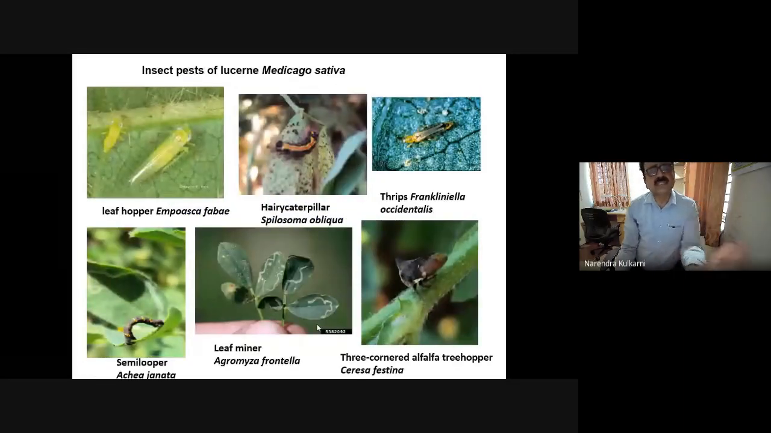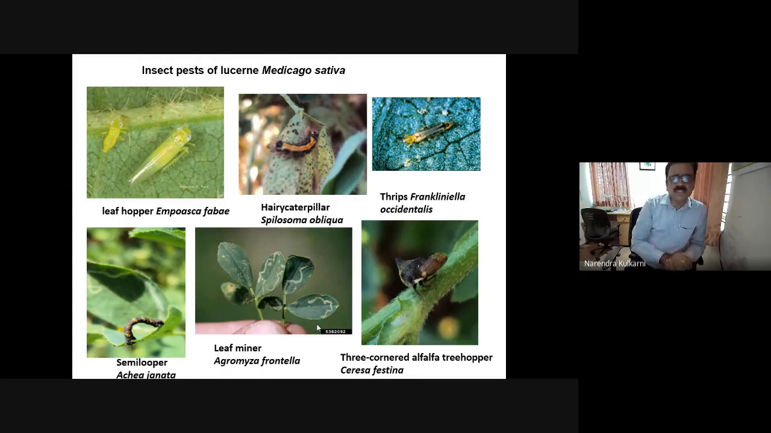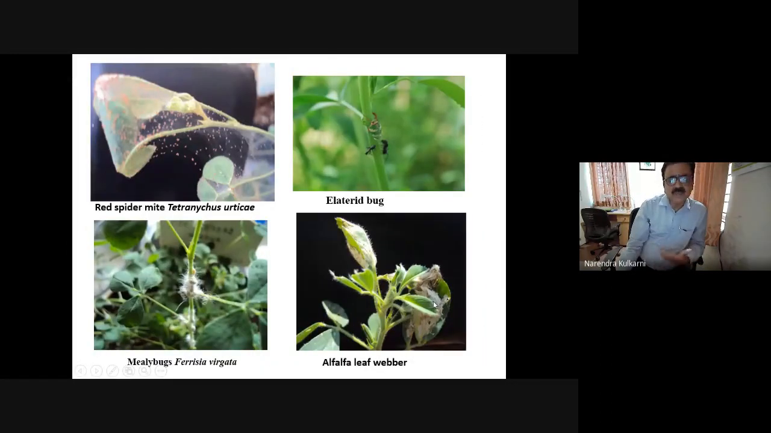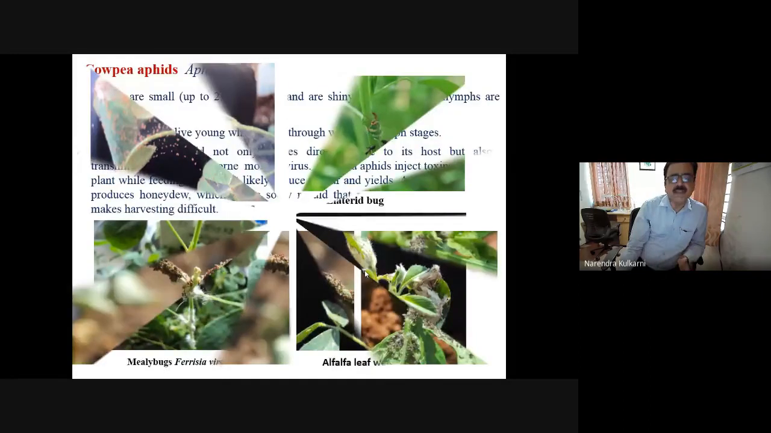Just have an overlook of other insects which appear on the lucerne. They may not require any plant protection measures, but just for information, we have leafhopper problems. Sometimes they may cause some damage, and we have caterpillars, thrips and semi-loopers, leaf miners, tree hoppers, spider mites, especially in December, January, the drier months, and very occasionally mealybugs appear on the lucerne, and leaf webbers. Collectively they cause a little bit of damage.